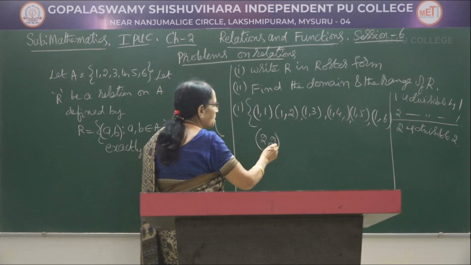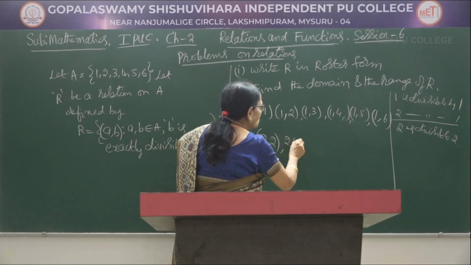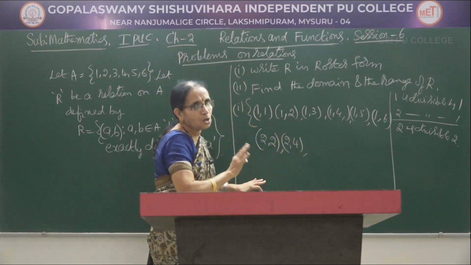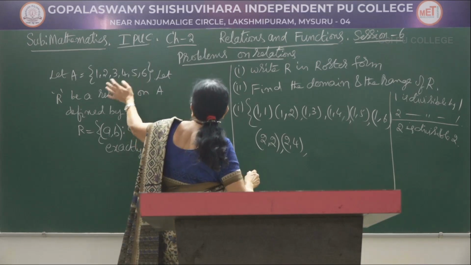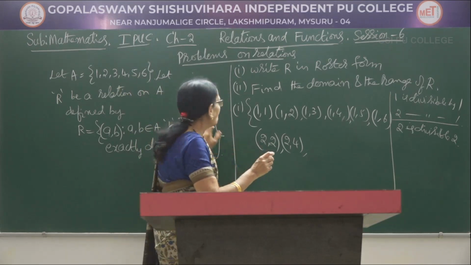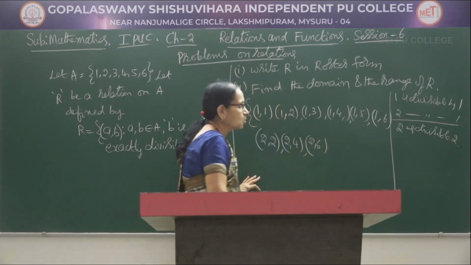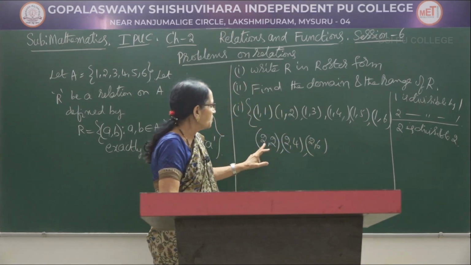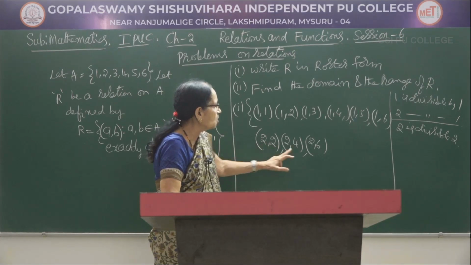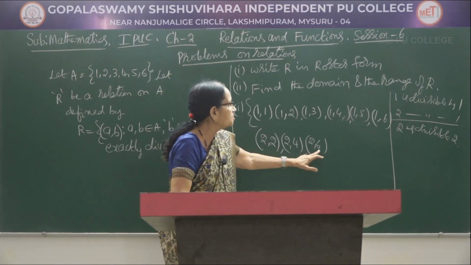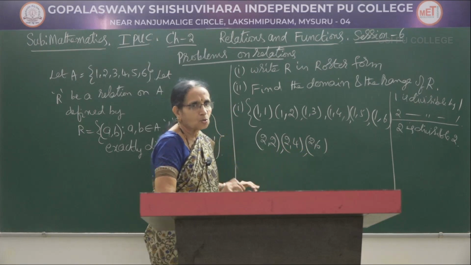Then take the number 4. Certainly you know that 4 is divisible by 2. You can write that. The 2, 5 combination you cannot take, 2, 6 you can take, isn't it? Like this you have to go. So 2 divides 2, 4 and 6. So that number 2 is over.